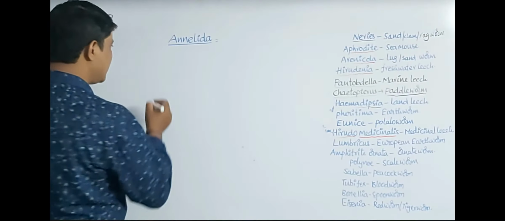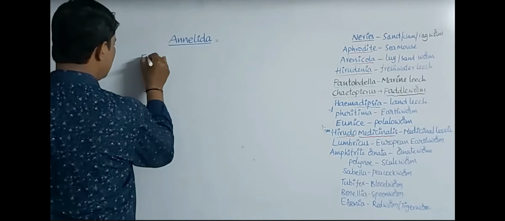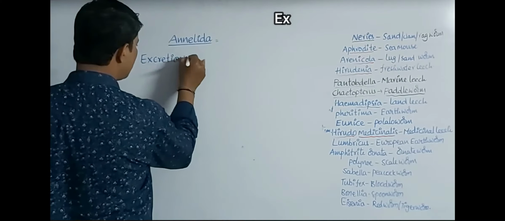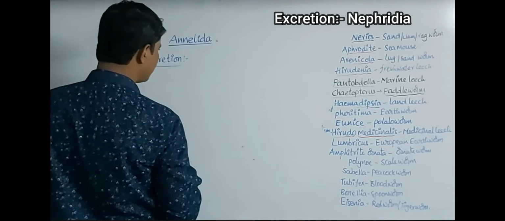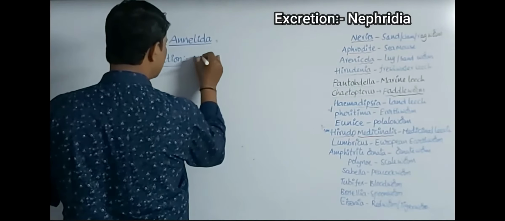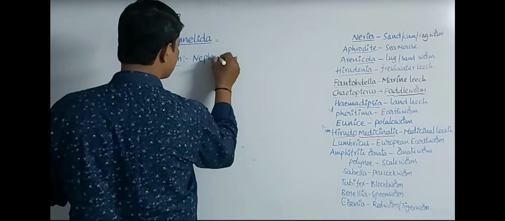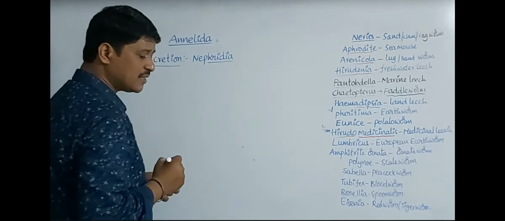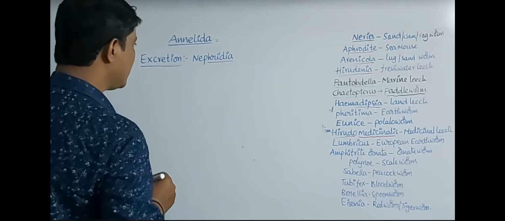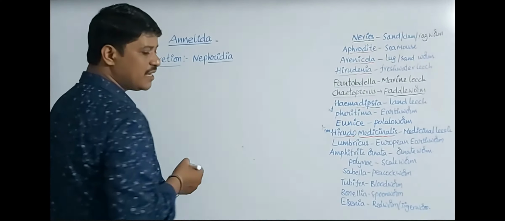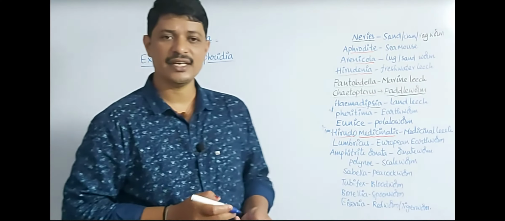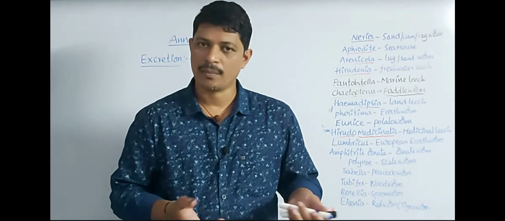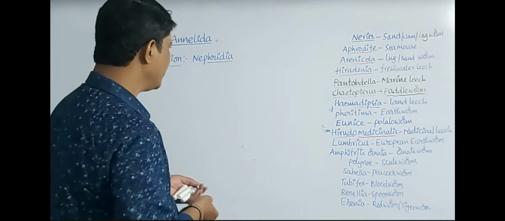Evolution of these annelid animals. In these animals, elimination of the nitrogenous waste materials is with the help of the nephridia. The nephridia are the excretory organs in annelid animals. These nephridia are divided into septal nephridia, micronephridia and macronephridia. Different types of the nephridia are there.